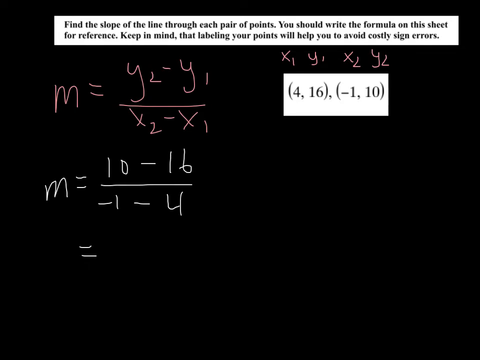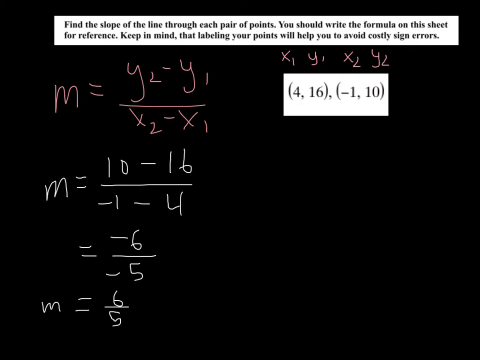Now, it's just about careful order of operations. I'm going to do the top part here. These are implied parentheses. 10 minus 16 is negative 6. And down at the bottom, negative 1 minus 4. If I get two negatives in a row, I get a larger negative. And then, keep in mind, I'm going to simplify my answer. A negative divided by a negative is a positive. So I have a final answer of 6/5.